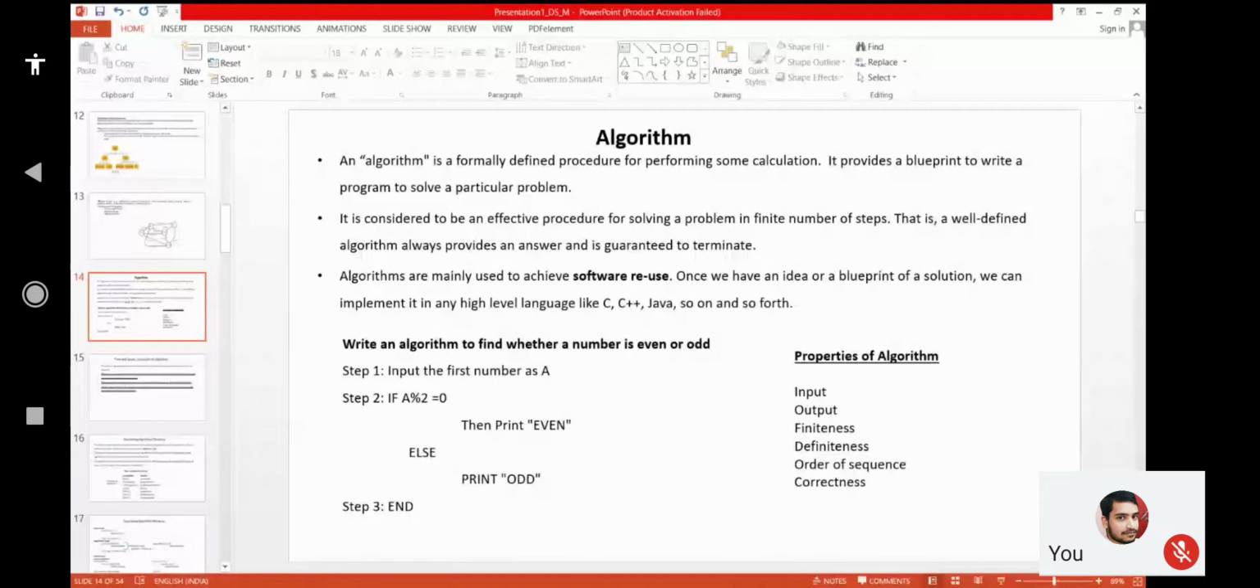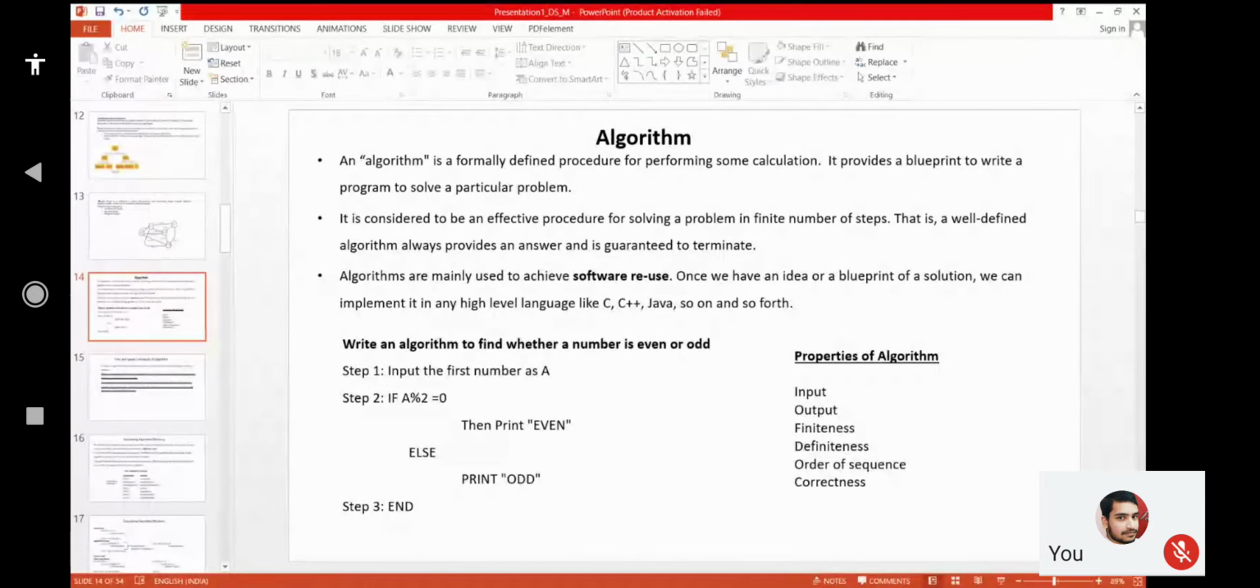So these are the steps, step 1, step 2, step 3, and so on. Now, what are the properties of algorithm? One thing that I would like to say, algorithm is language independent. What it means, for a particular problem, you have an algorithm, and that algorithm can be implemented in any language. It may be implemented in C or C++ or Java and so on.